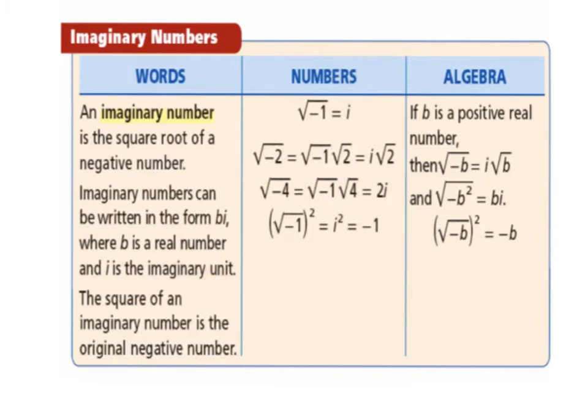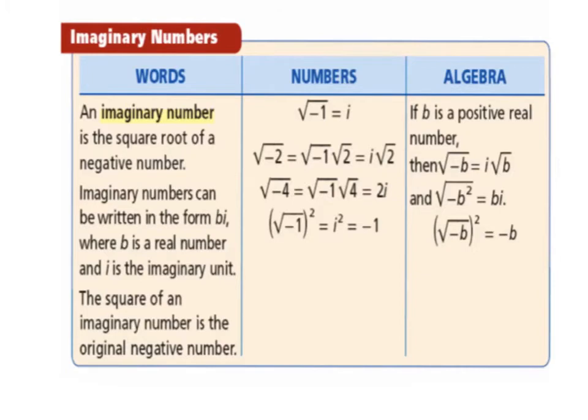Now, what would happen if I were to take the square of an imaginary number? Well, if I were to square an imaginary number, I would get the original negative number. So let's go ahead and look at an example showing what this is. We know that right here, square root of negative 1 is i. We know that. Now, if I take the square root of negative 2, that's equal to the square root of negative 1 times 2.